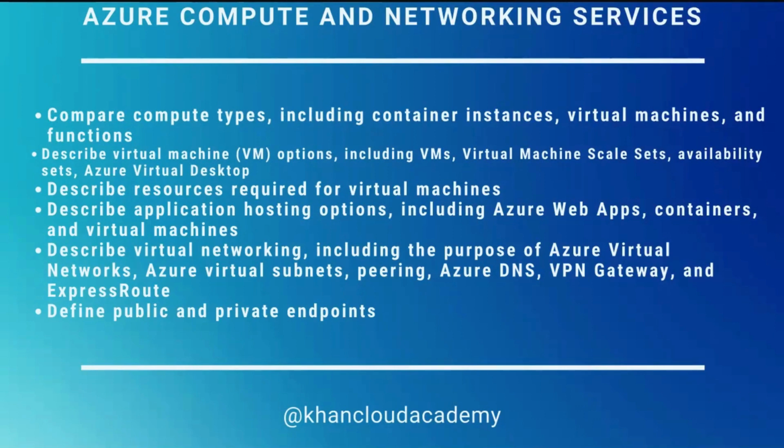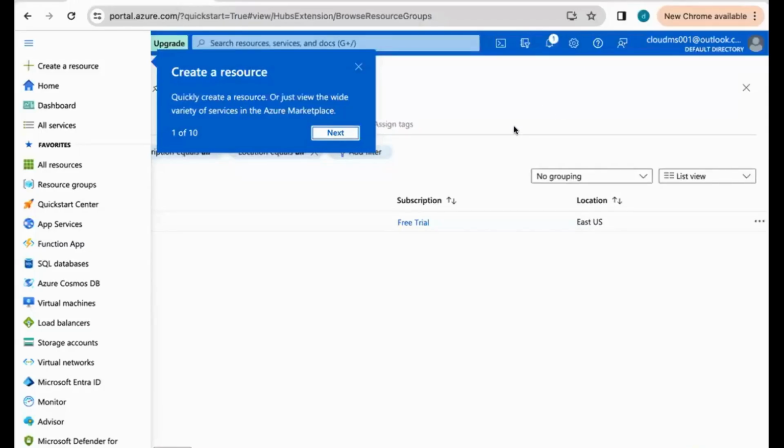virtual machines. And we also do a little overview of virtual networking, including the purpose of Azure Virtual Networks, what subnets are, peering, DNS, VPN gateways, and ExpressRoute to connect your on-premises network to the Azure cloud. And we also discuss public and private endpoints, right? So till then, let's move ahead. Let me go to the portal and we start.